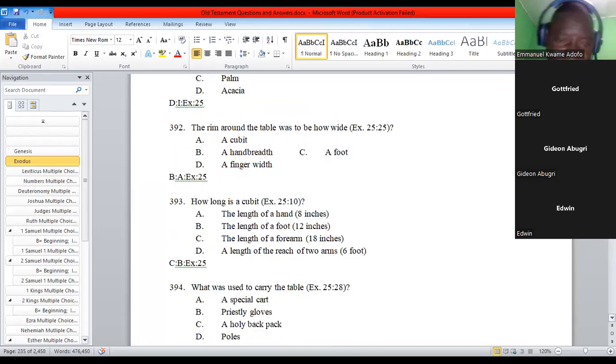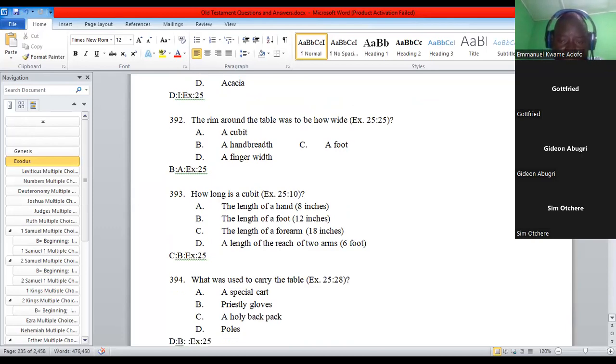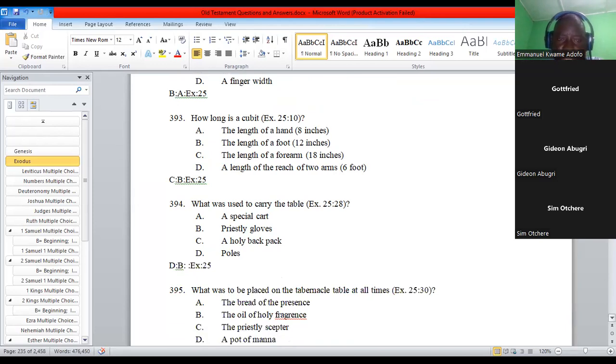What was used to carry the table? Verse 28. The poles. The poles, okay. What was to be placed on the tabernacle table at all times? The bread of the presence. The bread of the presence, okay.